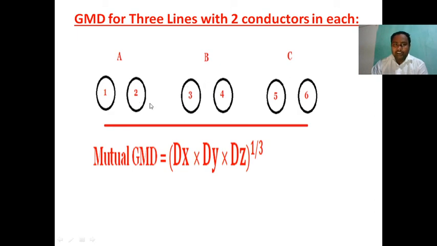If A to B is 3 meters and B to C is 3 meters, what happens? DAB distance is 3 meters, DBC distance is 3 meters. What about DAC distance? That is nothing but 6 meters. 3 into 3 into 6 whole power 1 by 3. We can easily calculate the mutual GMD. So compared to self GMD, we can easily calculate the mutual GMD of bundle conductors. Self GMD has some difficulties, but that can be solved by using the formula. Okay, thank you.